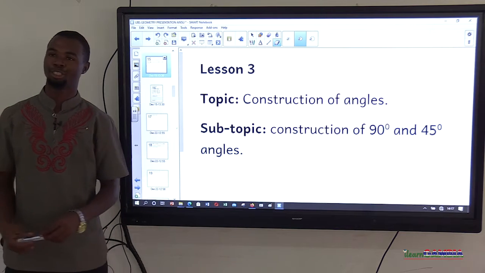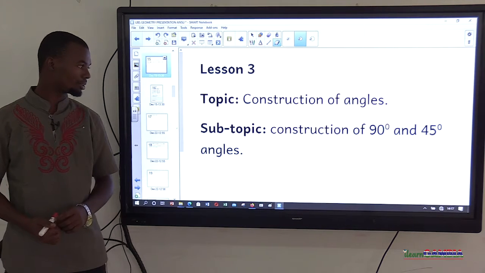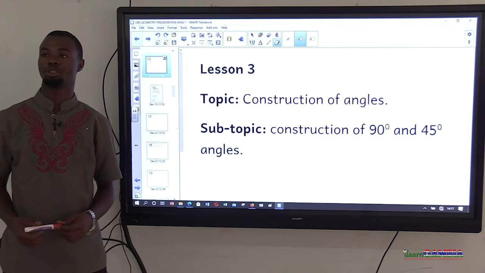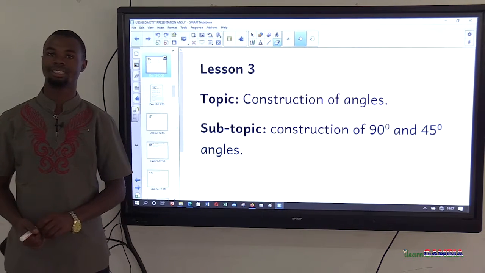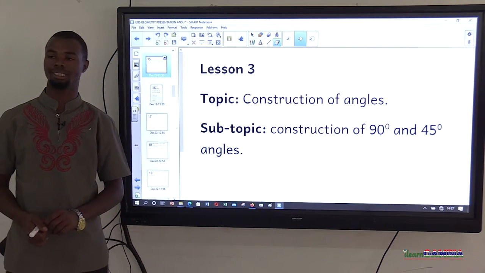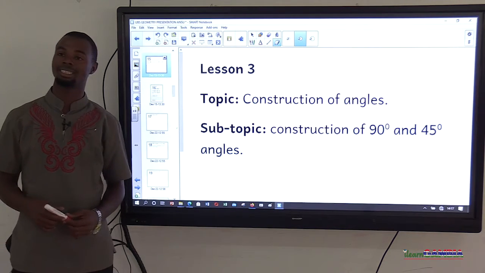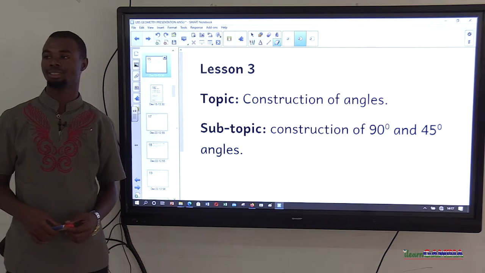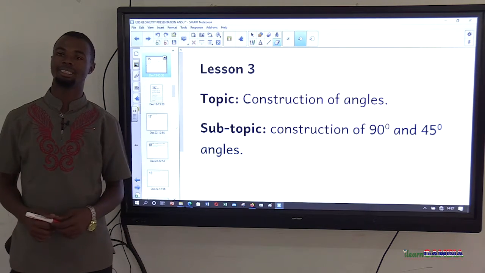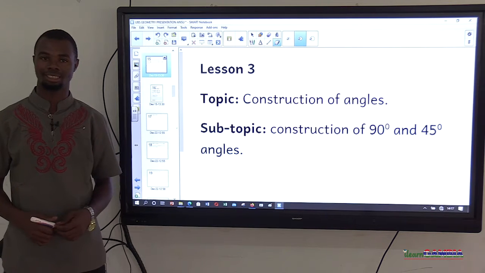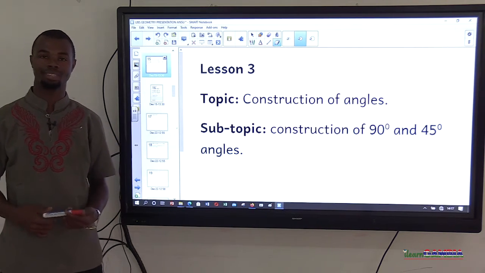We go on in continuation from our last lesson on construction of angles. We go on to the construction of angles 90 degrees and 45 degrees. Previously we dealt with 60 and 30. Now we are going to construct 90 degrees and 45 degrees. Let's see how we construct 90 degrees and 45 degrees.